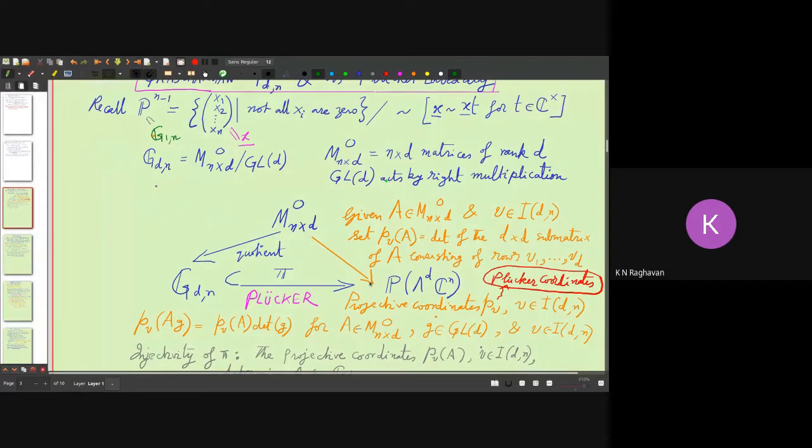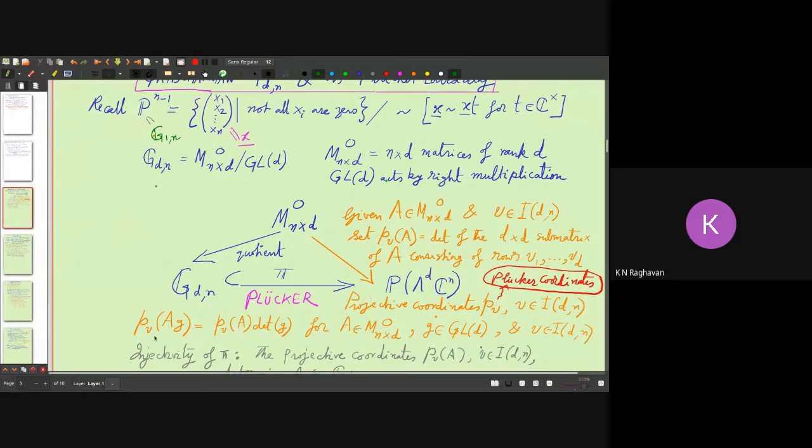And this is okay because, since I'm assuming full rank, not all these determinants vanish. So out of the n choose D tuple that I get, at least one will be non-zero. And so this is an honest element of this projective space. Now I claim that this map factors through this quotient G_{D,N}.